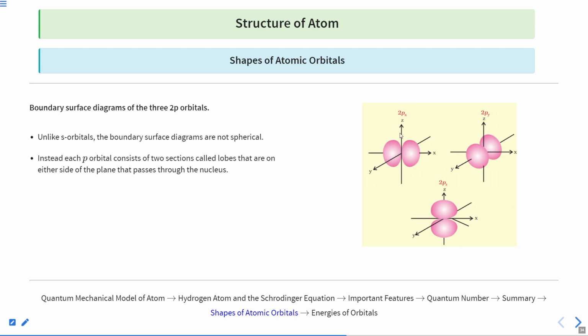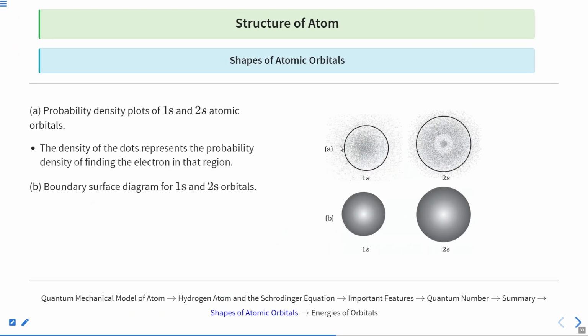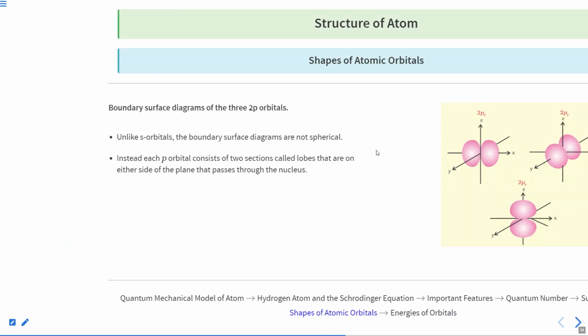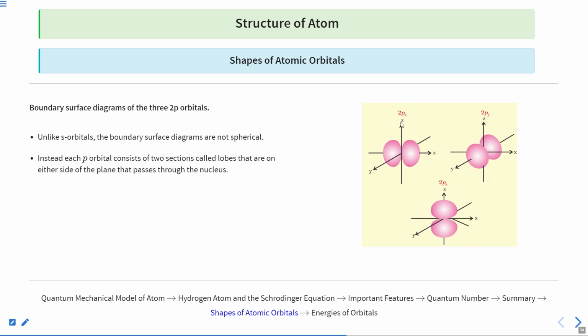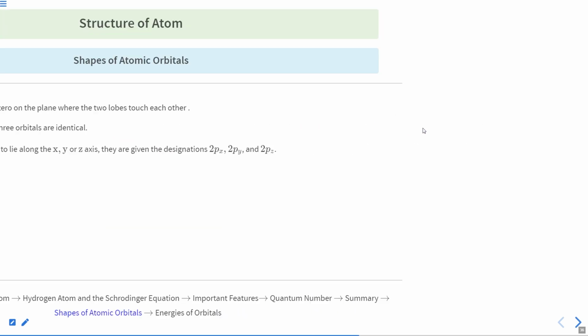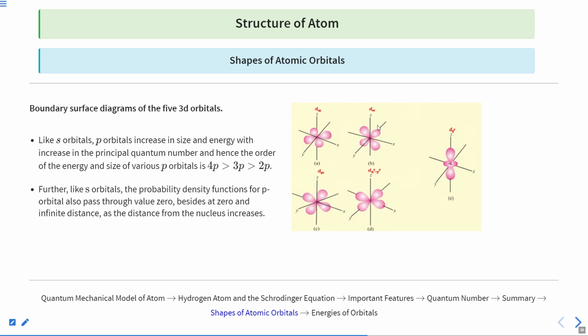And here you can see that there is a plane that has no electrons. Between these two lobes we have a plane. For the s orbital we don't have any plane because it is spherical in shape. So here is a plane in between these two lobes that has no electrons, and that is called an angular node. Here also you can see very clearly that there are two planes. Between these lobes there is one plane, and between these lobes there is another plane, and these two planes are perpendicular to each other. These are called angular nodes.